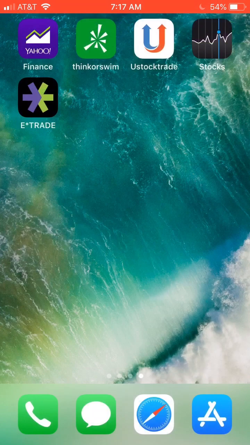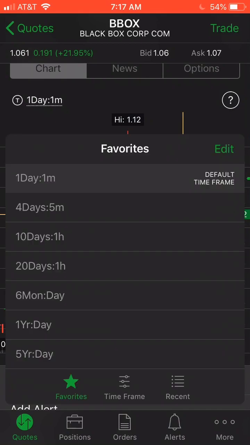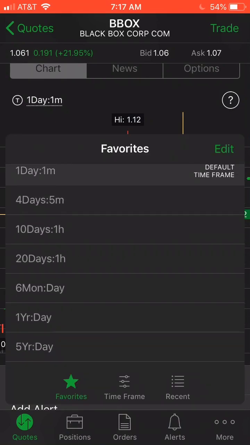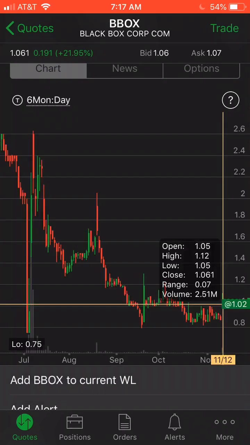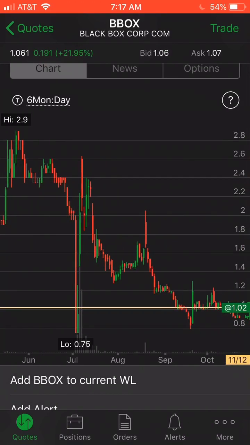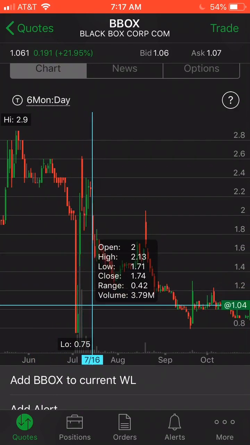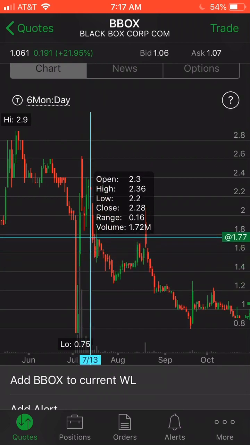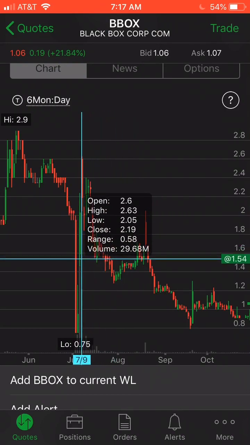So let me go back to the chart, and now here I want to see the 1 day, the 6-month daily chart, just to take a look and see, does it have a history of spiking big in 1 day? Each candle here is 1 day. Does it have the ability to spike big in 1 day on heavy volume?